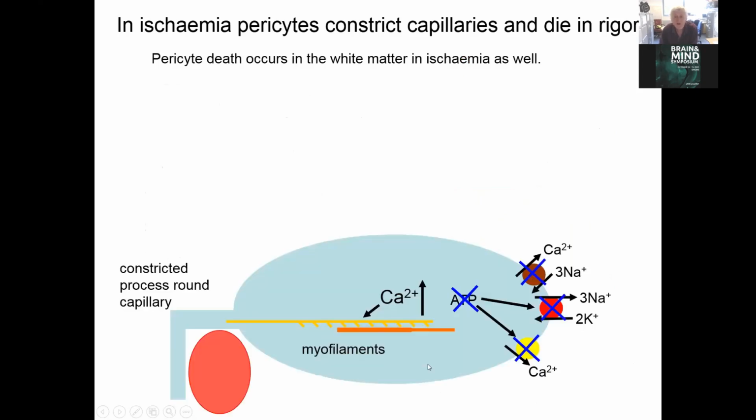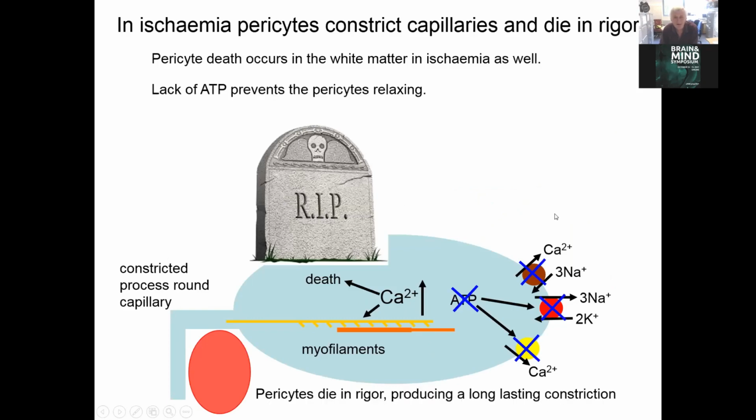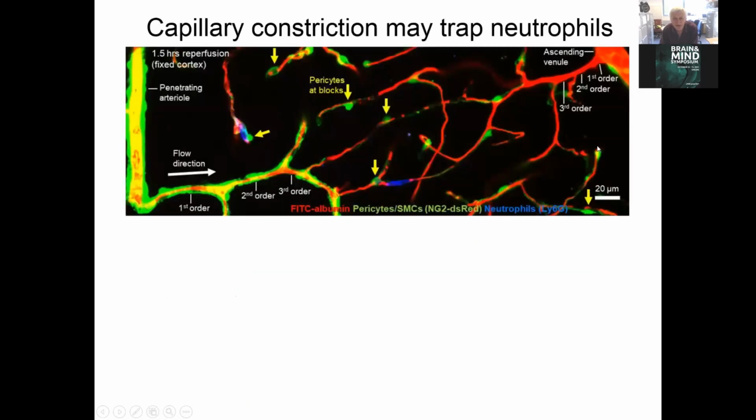And this occurs in the white matter as well. And so we think that after the capillaries are constricted, the rise of calcium triggers the death of the cell. We know that if we take the calcium away, we can reduce the amount of death occurring. So this long-lasting constriction seems likely to be the reason why the pericytes can't relax and the blood flow stays low.